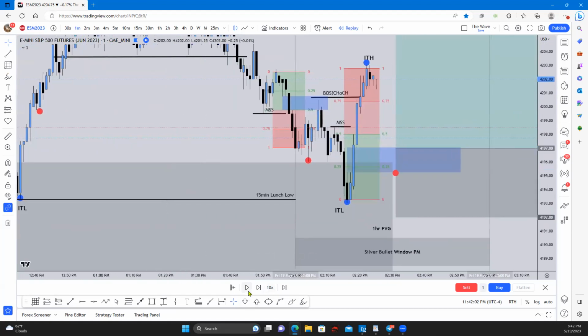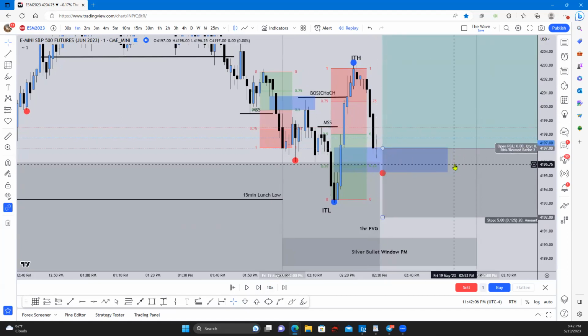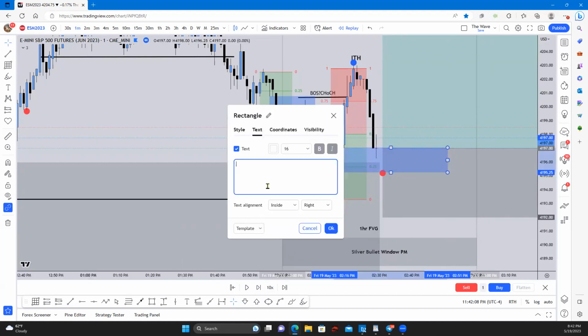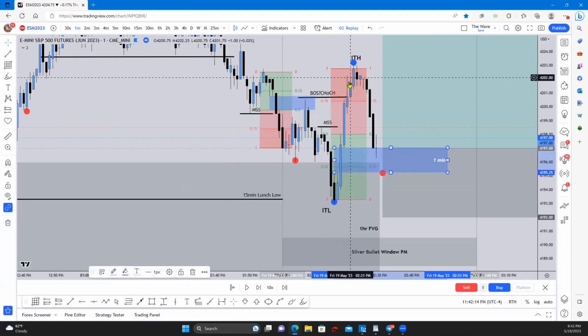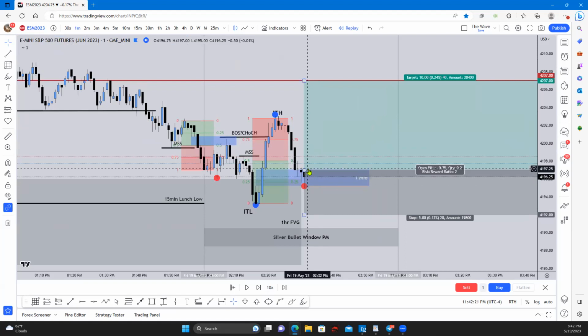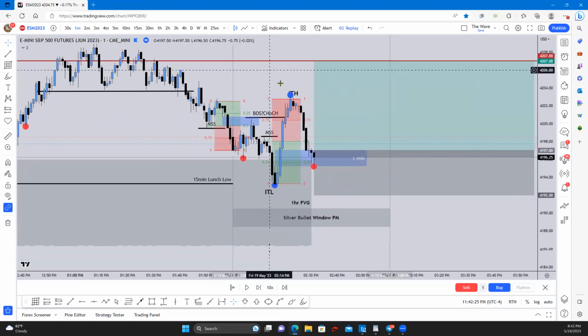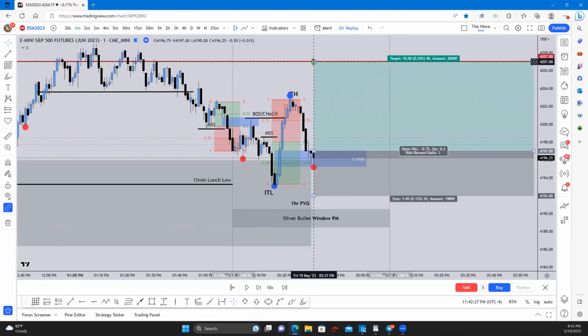And if we move price forward, right, it taps into this 1 minute fair value gap that's in a discount of this leg. So this would be your entry here. And then you could target this high.